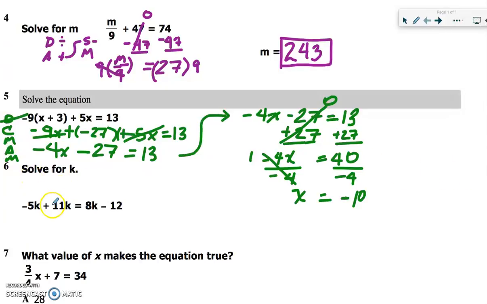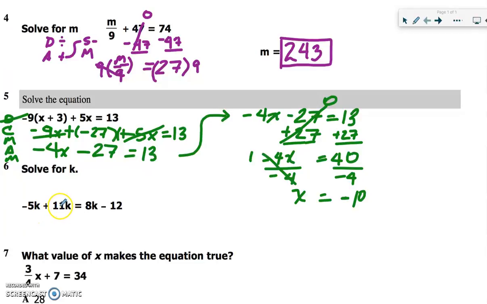Okay, solving for k. Negative 5k plus 11k equals 8k minus 12. That's a lot of k's. All right, so we are going to have to go back up here. Do I need to do any distribution? No. Do I have like terms on the same side? Why, yes, I do. Negative 5k plus 11k can be combined.